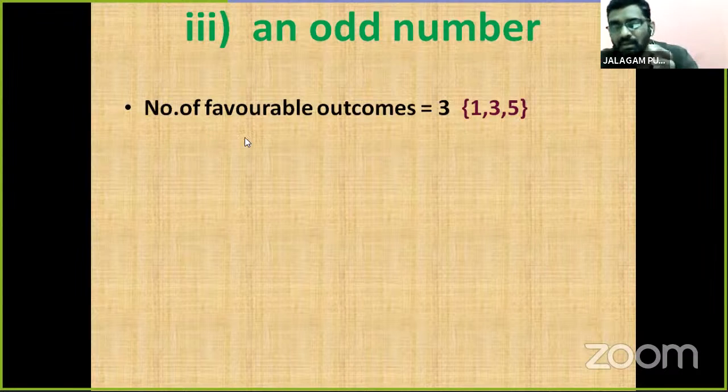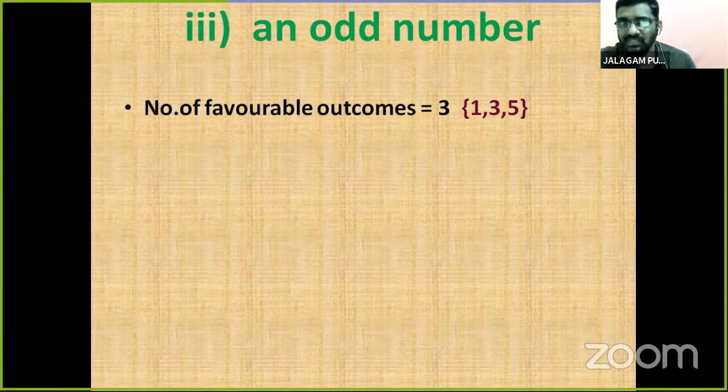Here, how many total possible outcomes did we already discuss? 1, 2, 3, 4, 5, 6. This is a die, that's why 6 are possible. The total outcomes are 6. Now we find the favorable outcomes, the odd numbers among 1, 2, 3, 4, 5, 6. How many favorable outcomes? 3. What are they? 1 is an odd number.